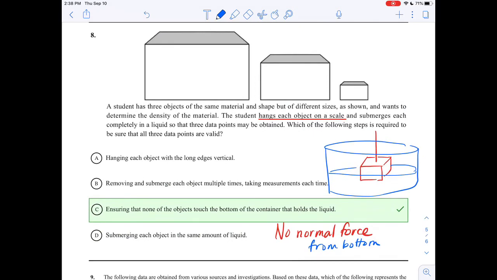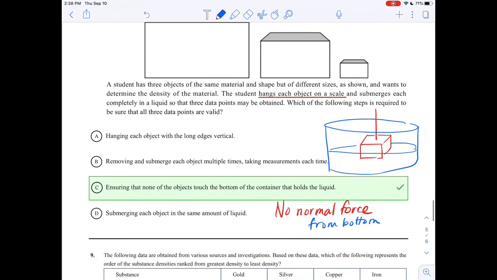Number 8, a student has 3 objects of the same material and shape but of different sizes as shown and wants to determine the density of the material. The student hangs each object on a scale and submerges each completely in a liquid so that 3 data points may be obtained. Which of the following steps is required to be sure that all 3 data points are valid?